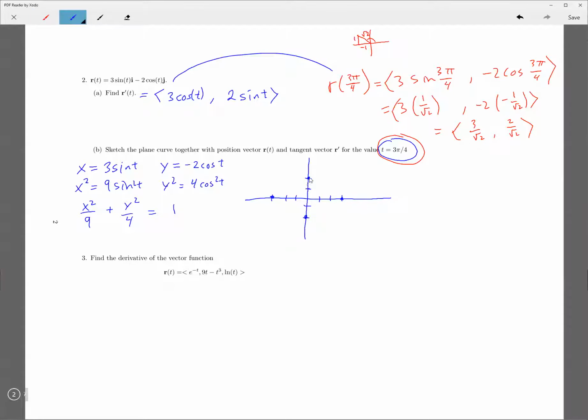Okay, so here we have our ellipse, and this point is going to be somewhere over here, maybe right there. So that's our R of 3 pi over 4. And notice it doesn't make an angle of 3 pi over 4. That's because this is not a sine, right? This is not a cosine. If it was cosine, sine, then it would match up with the angles. But there's a negative here too, so that also messes things up.